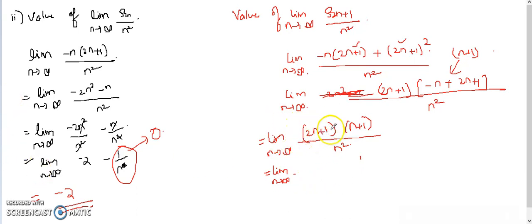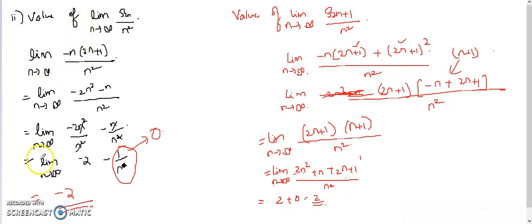So this is what we got, 2n plus 1 into n plus 1 by n square. Now let's open the bracket. So 2n square plus n plus 2n plus 1, which is divided with n square. So now we're going to split it. So we get n square by n square, we get a 2 here. Now for the rest of the terms, when you apply n tends to infinity, when you apply the limit, you get everything as 0. So the final answer is 2.